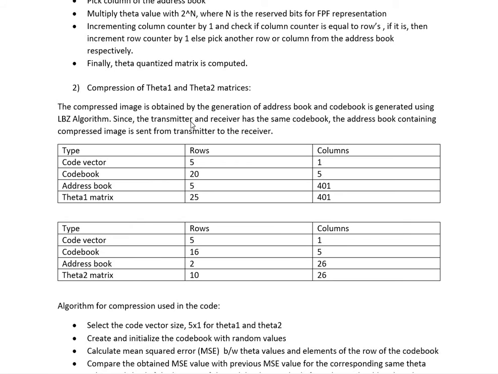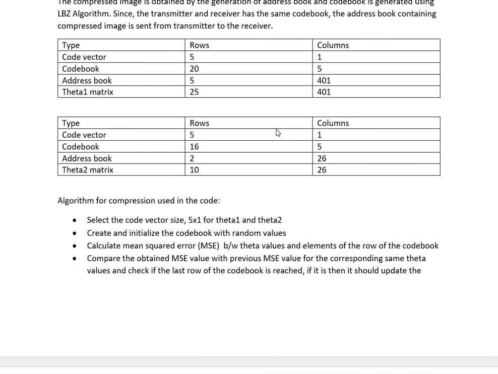Here we generate the address book and codebook using the Linde-Buzo-Gray algorithm. Since the transmitter and receiver have the same codebook, the address book containing the compressed image is sent from the transmitter to the receiver. These are the parameter values of the code vector, codebook, address book, and theta 1 matrix. Similarly, these are the values for the theta 2 matrix as well.